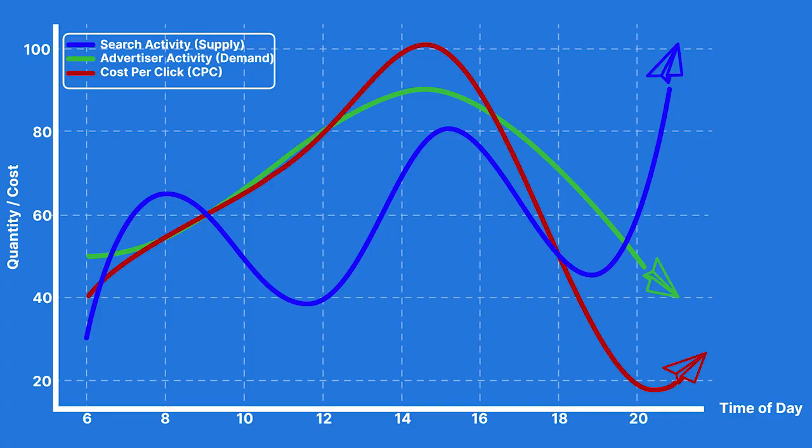So the next point is our red line, okay? And this is the one that we're really interested in, the cost per click. What's interesting here is we've got the interplay between this supply, the search activity, and the number of advertisers that are active on the system. And so we can see that that's increasing throughout the morning, and again, it's starting to peak around about lunchtime. The reason for that is when the most advertisers are there. Certainly there's a lot of search activity going on, but there's a lot of advertising competing for that search activity.